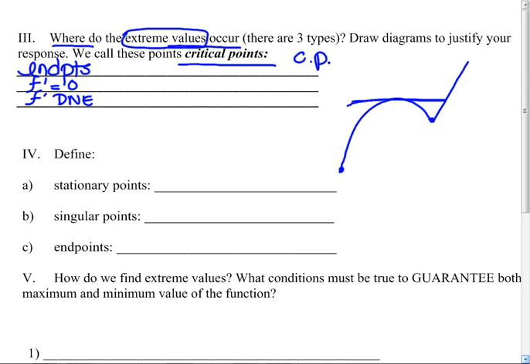Now, you don't have to really know this, but the stationary points is when the derivative is 0. Singular points are when the derivative does not exist. I can't remember any exam saying find stationary points or singular points. So it's more of a vocabulary. It's not that important. And the endpoints are just the points at the end of the interval. We're almost there to the theorem.